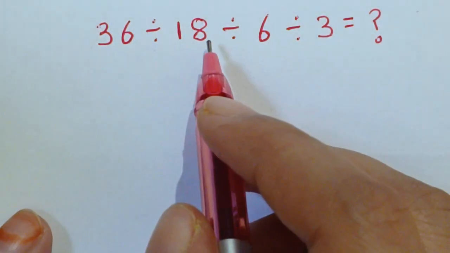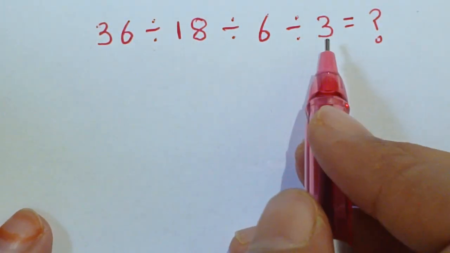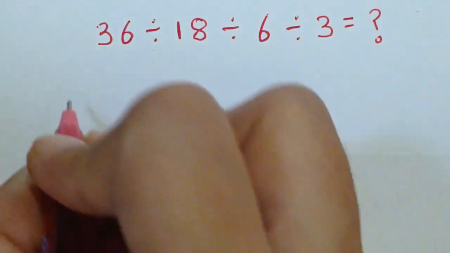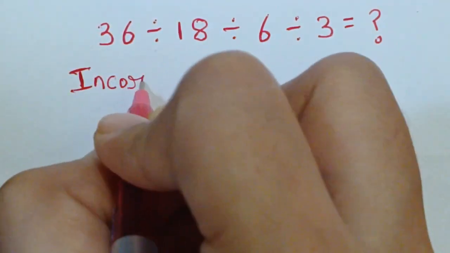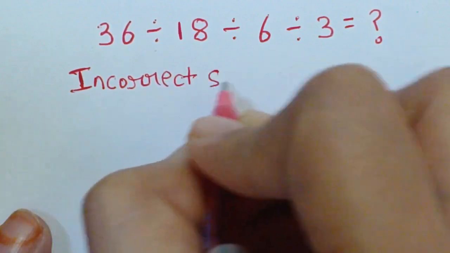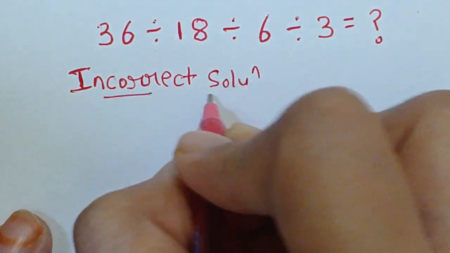36 divided by 18 divided by 6 divided by 3. What is the value for this expression? So first we will see the incorrect solution for this expression.